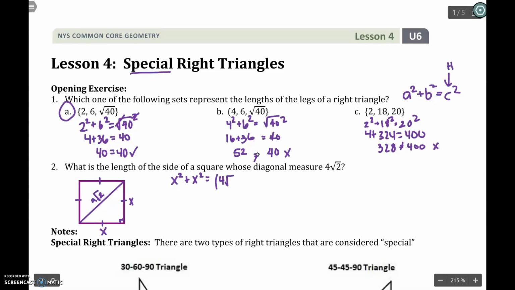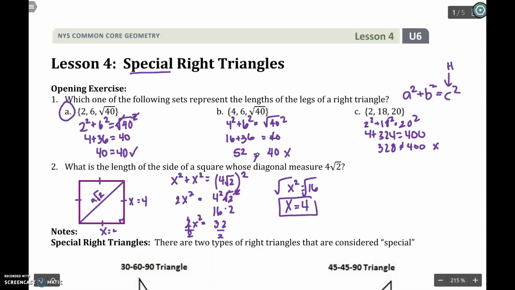And then also when I square this part, I'm going to square the entire radical. So here I'm going to get 2x squared. Here both the 4 and the radical 2 are squared. So it's like doing this, giving me 16, and then those cancel, times 2, which is 32. And then if I divide by 2 on both sides, I'm going to get x squared equals 16. And when I square root, I'll get a positive and negative 4, but I only want the positive answer. And so my legs are both 4.